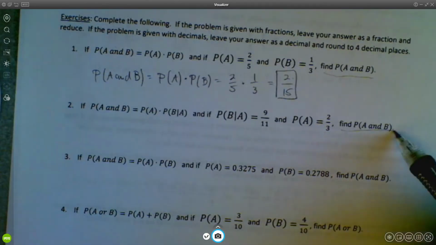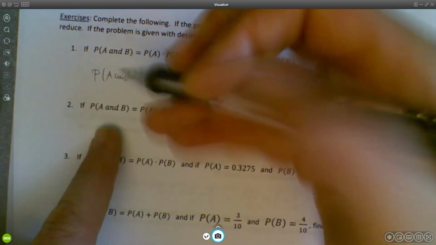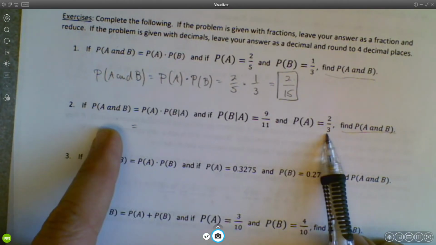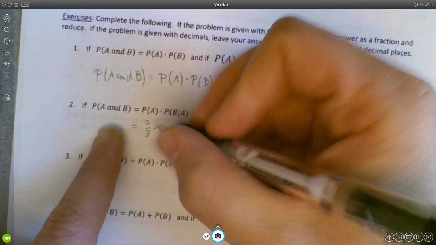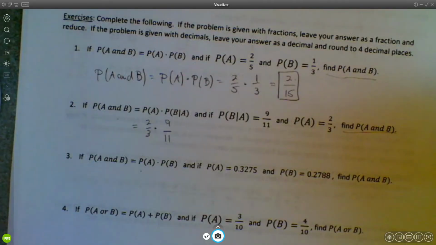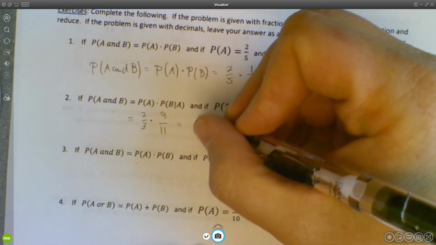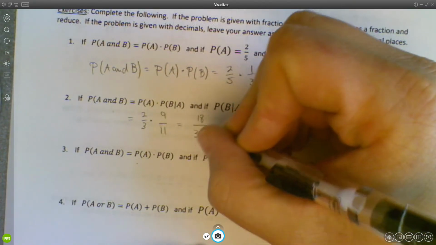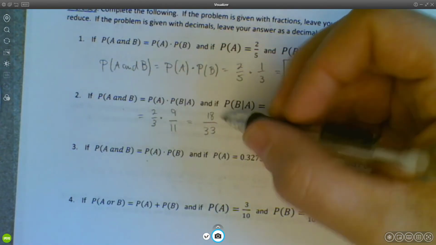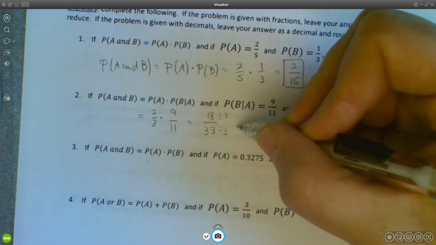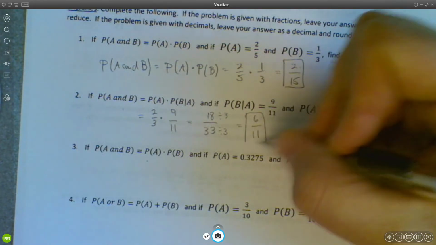So we're asked to once again find probability of A and B. Well, we know probability of A and B is probability of A times probability of B given A. Probability of A is 2/3. Probability of B given A is 9/11, apparently. And so you can throw that into your calculator now, or you can do the multiplication by hand if you prefer. This is 18 over 33, right? 2 times 9, 18. 3 times 11, 33. I know that 3 goes into both of those numbers, so I can reduce by 3. And that gives me 6/11, and I believe that's as far as that one goes.